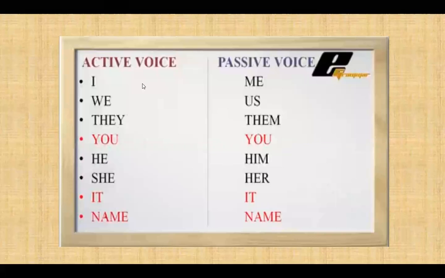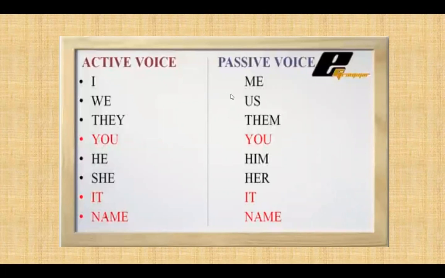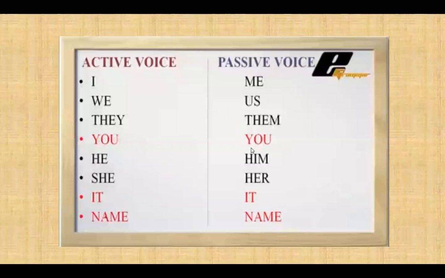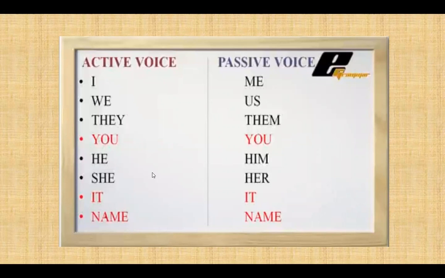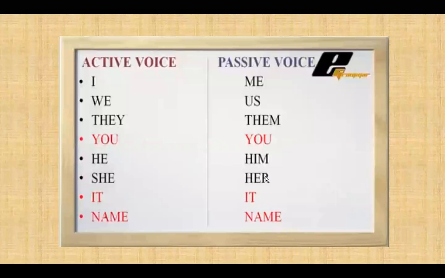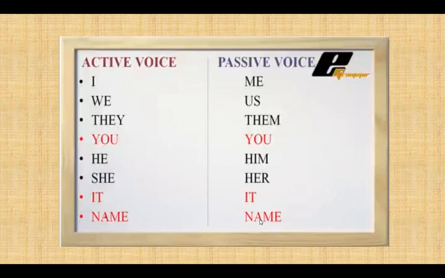Now you can see this on your screen. Active voice and passive voice. These are two columns. Now, if you have I in the active voice, it is changed into me. We is changed into us. They into them. You remains you in the passive voice. He into him. She into her. It remains it, and the name of a person remains the same in the passive voice.